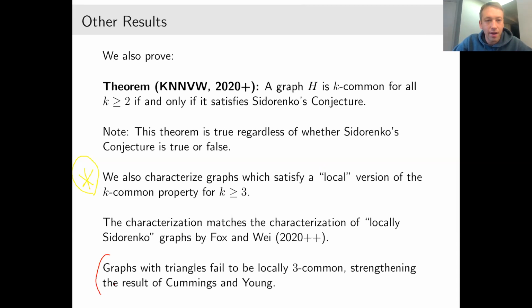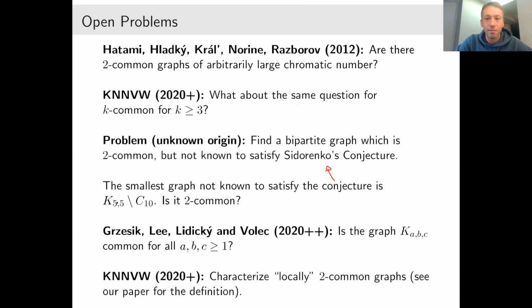Okay, so with that, I think I will conclude. Maybe I'll just mention a few open problems. As I mentioned, the most intriguing problem in my opinion in this area is to understand: can we have complicated 2-common graphs or k-common graphs, where one way of measuring how complicated a graph is, is whether it can have high chromatic number? For 2-common graphs that was asked by Hatami, Hladky, Kráľ, Norin, and Razborov. And we asked the analogous question, which is an obvious question for k at least 3.